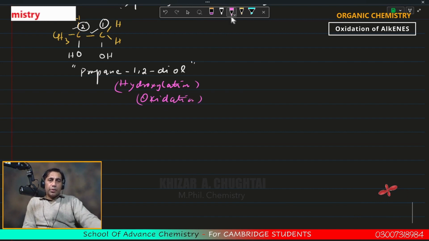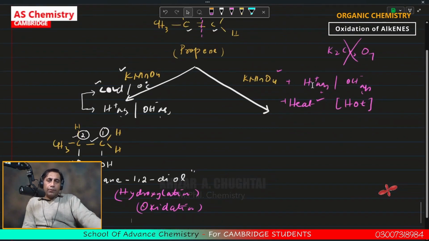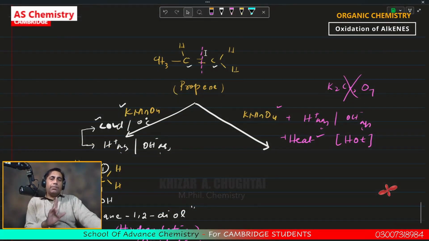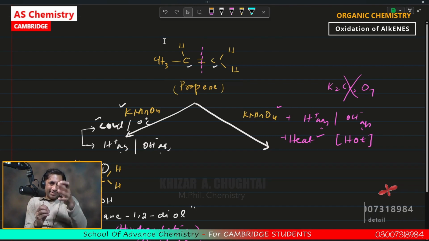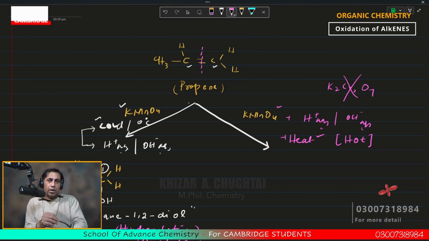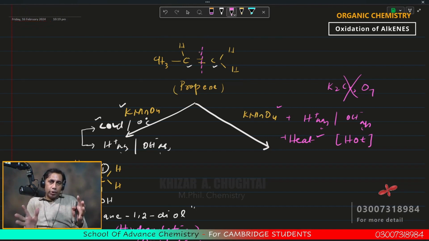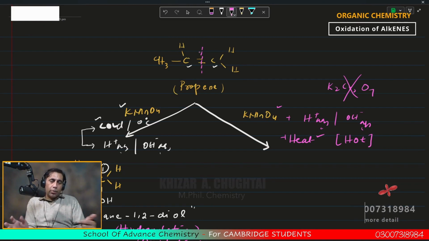Now come toward this one. If I use acidified or alkaline KMnO4, I mean in the presence of acid or alkali, and I heat it as well, this time there is complete cleavage, complete breakage of this CC double bond. So the molecule is going to change into two pieces. The molecule is going to break down from where there is a double bond. From here, this molecule is cut into two parts if there is only one double bond.